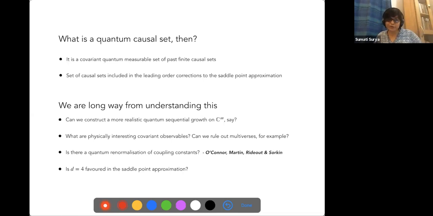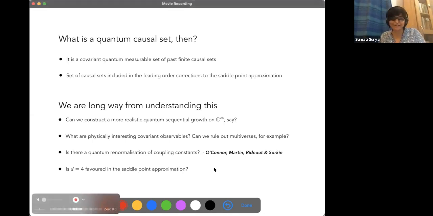And we are, of course, a long way from understanding this. And there are these various questions. Can we construct more realistic quantum sequential growth, etc.? I'll just leave them out here. One, of course, is: is there a quantum renormalization of coupling constants? This is directed to Dinger, suggesting that maybe it's something to think about, and so on. So thank you very much for your attention.